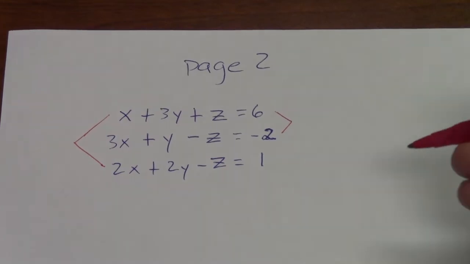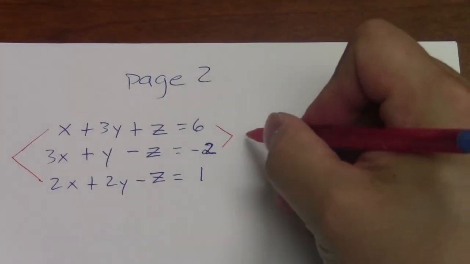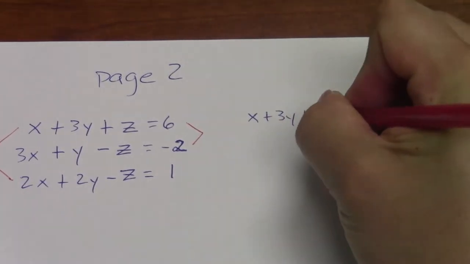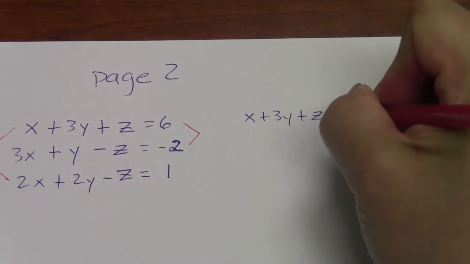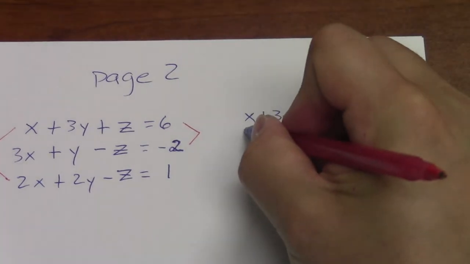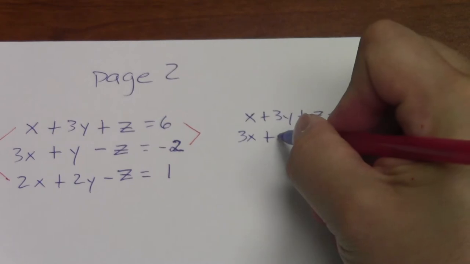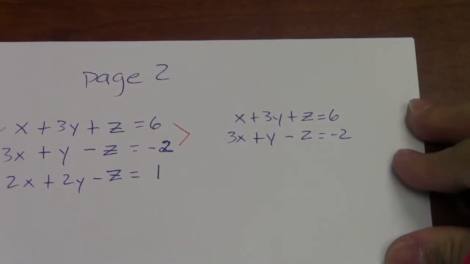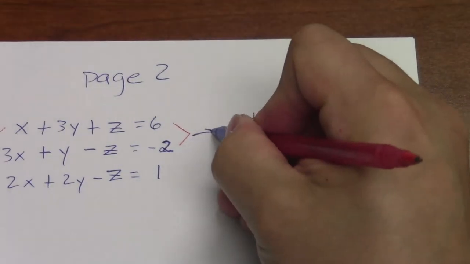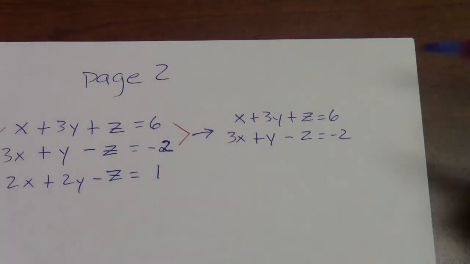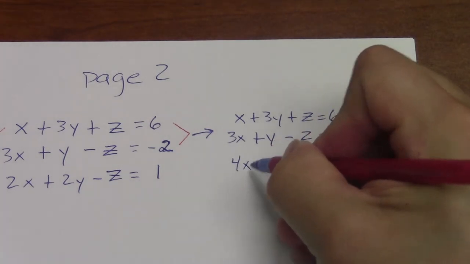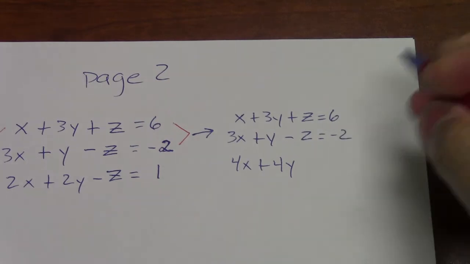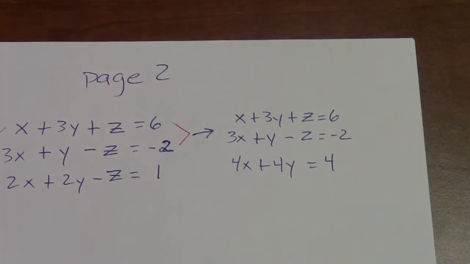All right, so first thing, let's use these 2 guys. So x plus 3y plus z equals 6. And then I've got 3x plus y minus z equals minus 2. All right, now I can go ahead and solve. So 4x plus 4y, these guys cancel out, equals 4.